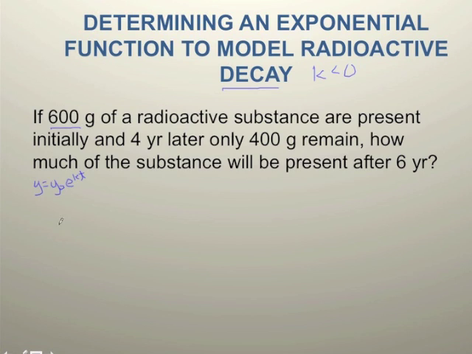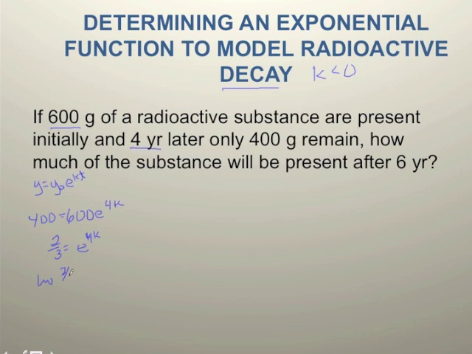So let's use the numbers we have. We have 600 initially, that's my y sub 0. E to the k we don't know. This is 4 years later, so 4k. We had only 400 left. So that's the equation we're going to use to find k. Divide by 600, I'll have 2/3 equals e to the 4k. Take the ln of both sides.